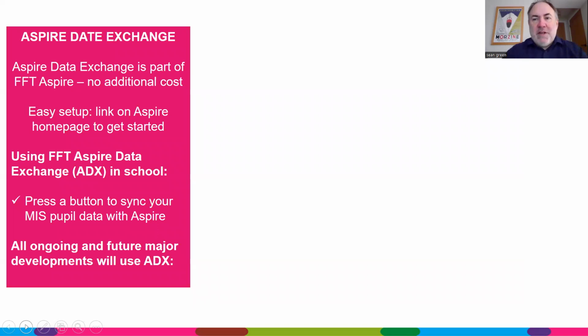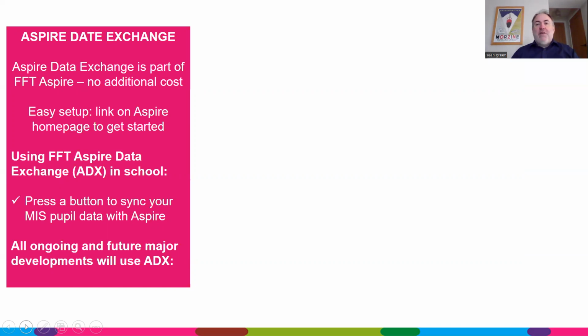I'm sure that just about everyone here today has got attendance reports. If you haven't got attendance reports, then it will be related to an issue around Aspire Data Exchange. And Aspire Data Exchange is something we set up a few years ago. It allows us to safely and securely transfer data from your school's MIS to our servers. It's really easy to set up. There's a link on the Aspire homepage. It keeps all of your student and school information up to date.